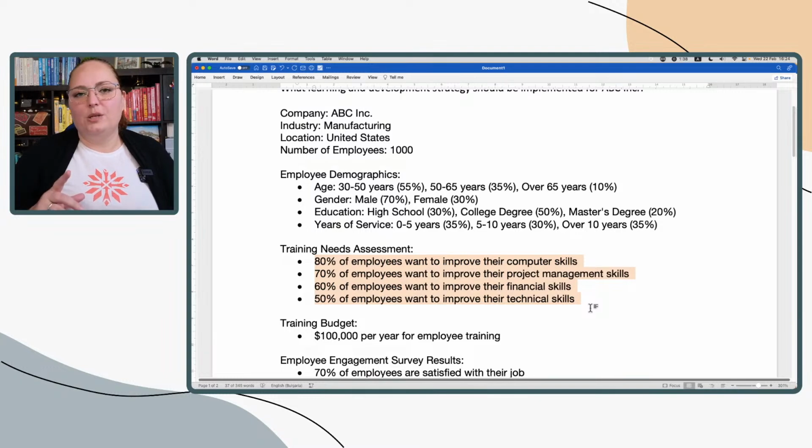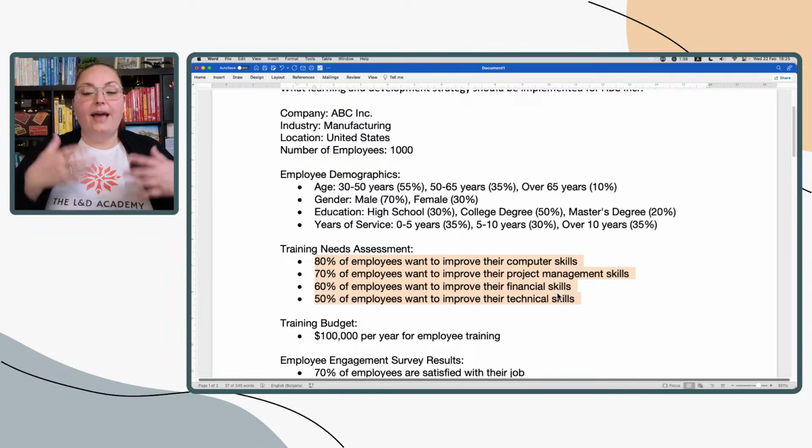curveball to ChatGPT, because we're looking at a manufacturing company. And the question is, which of these skills would be relevant to a manufacturing company? And when we see that 60% of employees want to improve their financial skills, this to me as a learning and development practitioner would immediately be a bit of a red flag, because the majority of employees in a manufacturing company would not necessarily need to have financial literacy.